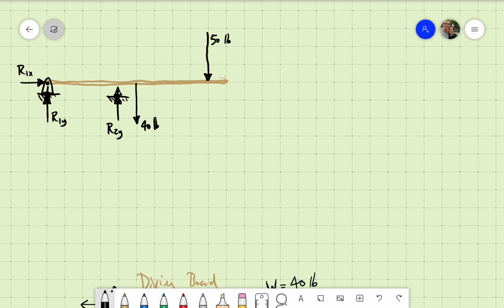Very exciting. And we list off all of our stuff again. I'm just going to do it over here. We still have the sum of all horizontal forces we know is 0. Sum of all vertical forces we know is 0. Sum of all moments around location 1 is going to be 0. I know they're all 0 because nothing is accelerating, because we're doing statics this year. Okay.